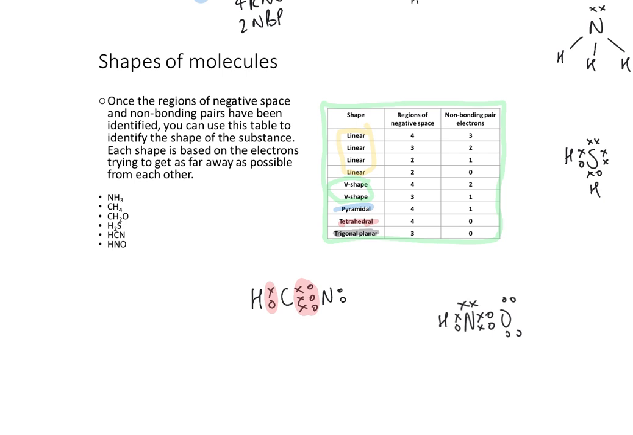How many regions of negative space? 3. How many of them are non-bonding? 1. Okay, and that's going to be 3 and 1. That's also going to be V-shaped as well. Right, the one we haven't talked about is tetrahedral, right, which is the one with CH4. So CH4.